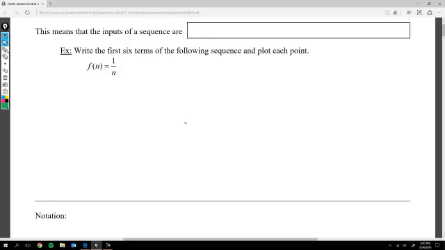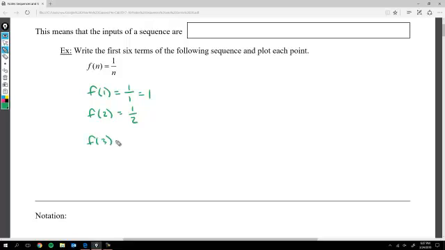Okay, so first example, I am given this function right here, and I'm asked to write the first 6 terms of the sequence and then do a little graph. All I'm asking you to do is plug in 1, and I'm plugging 1 in for n. So I plug in 1, I get 1 over 1, which is 1. This is my first term. My second term is when I plug in 2. So you always start with 1 and then you count upwards. So when I plug in 2, I get 1/2.